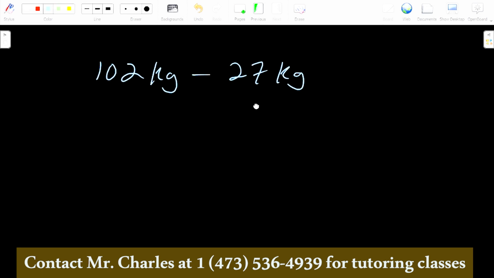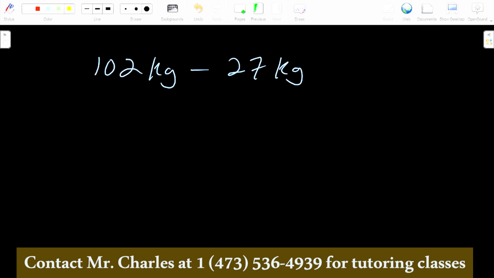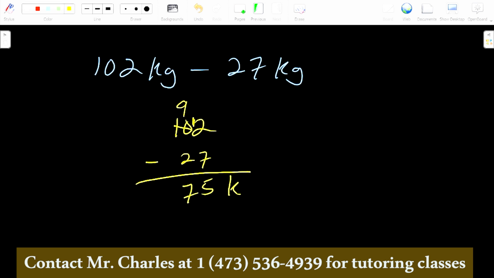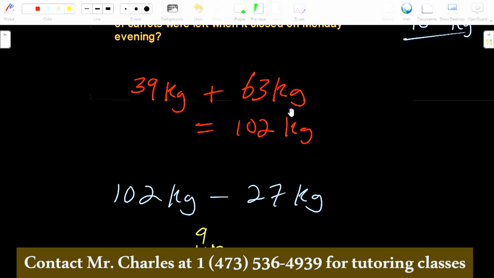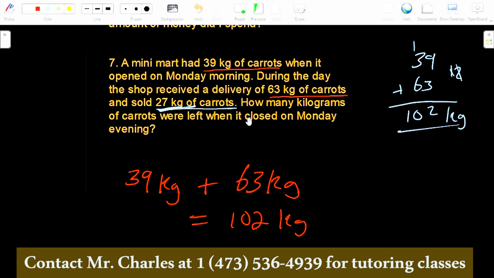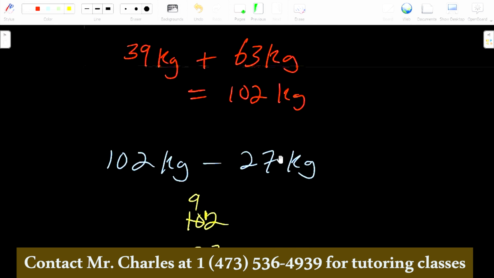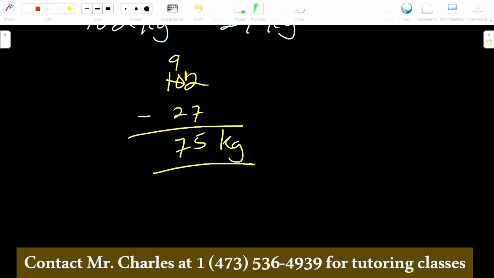So let's work that out. 102 subtract 27. You cannot get 7 from 2, so you borrow 1 from the 10. It becomes 9, and you put the 1 next to the 2, so you get 12. So 12 take away 7 is 5, and 9 take away 2 is 7. So 75 kilograms of carrots remaining. When the shop closed in the evening on Monday, there were 75 kilograms of carrots left. That's the answer there.